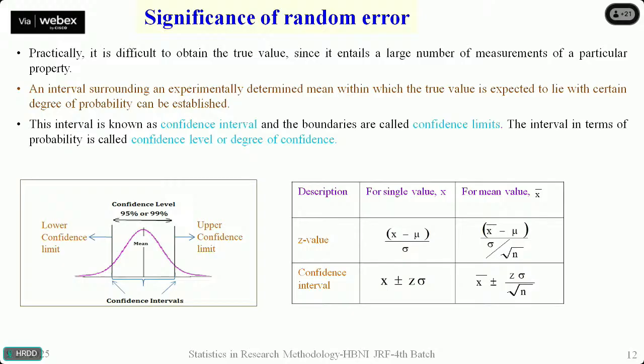Does anybody remember that when we did the error propagation rule, the standard deviation of the mean was s by root n? 1 by root n times that of the individual value. From that error propagation, this has come. So whatever we have discussed in previous lectures, we will be using in the coming lectures also.